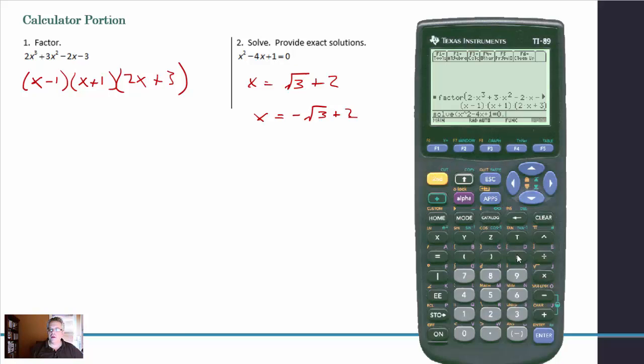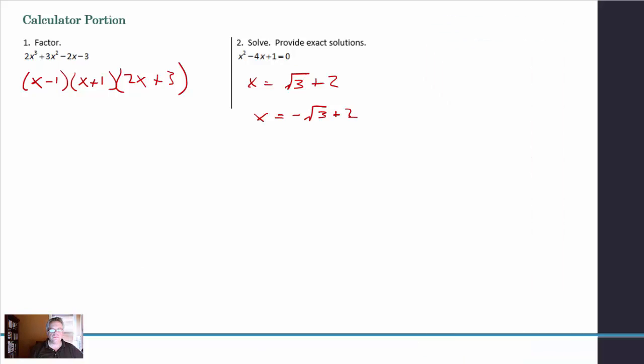Now, this is important. I have to put comma x. I have to put a comma and then the variable I'm solving for and close the parentheses. When we used the factoring command, we didn't have to do that, but for solve we do. And if I press enter, there we go. If I distribute the negative, we have minus square root of 3 plus 2, and square root of 3 plus 2. I wrote it there. Okay, what's next?